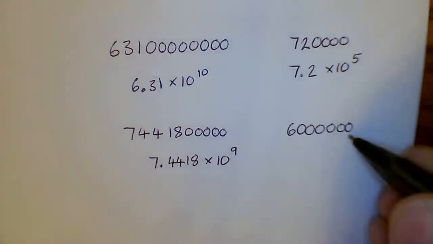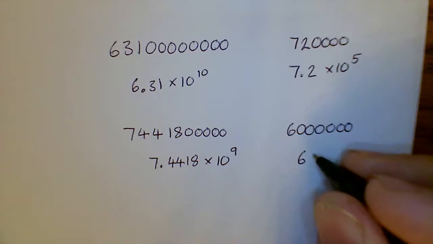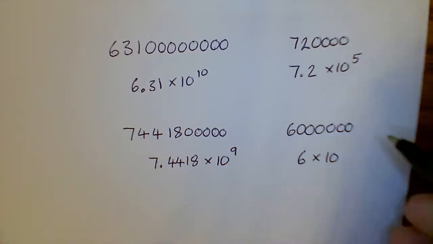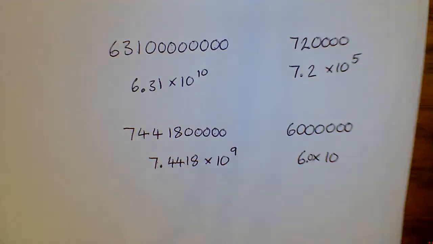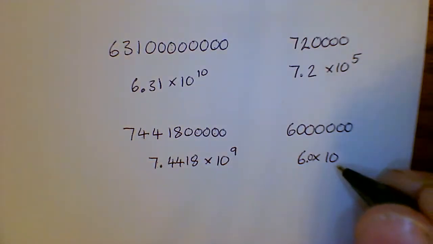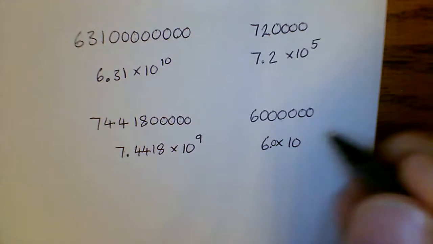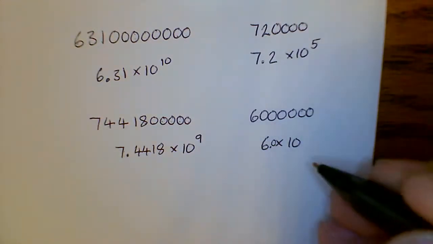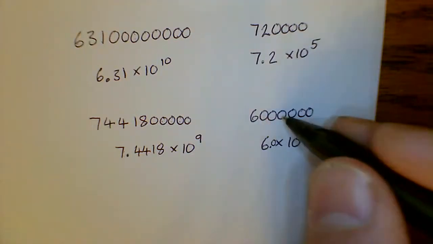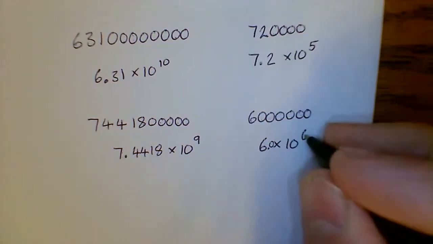This one here is 6 times 10. Now we could write, if you want, 6.0 or just 6 times 10. Doesn't matter which one you write. So 6 times 10 to the something or 6.0 times 10 to the something. And you've got 1, 2, 3, 4, 5, 6 things that come after that 6.